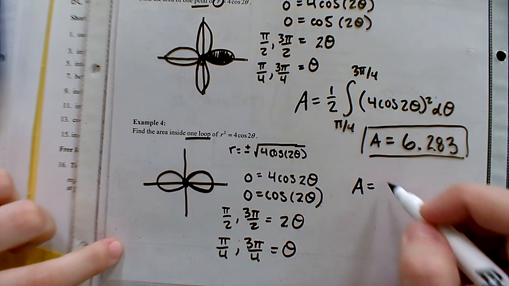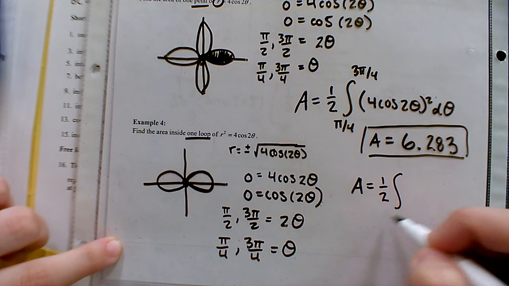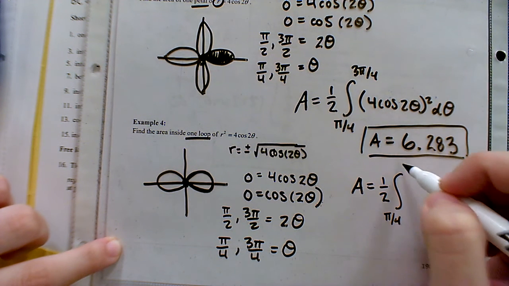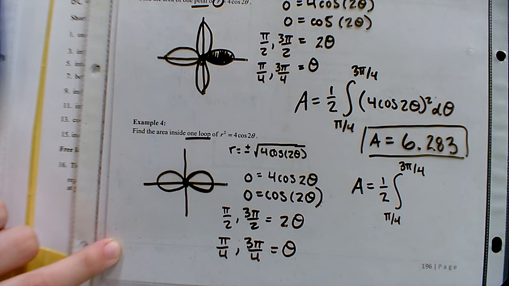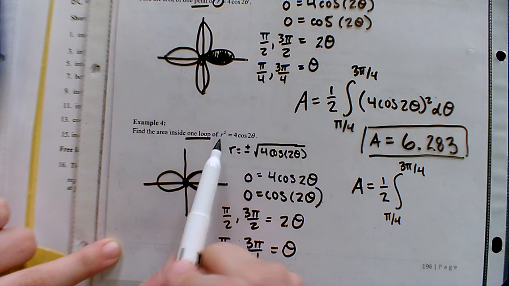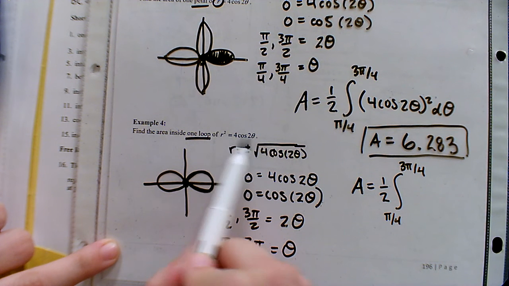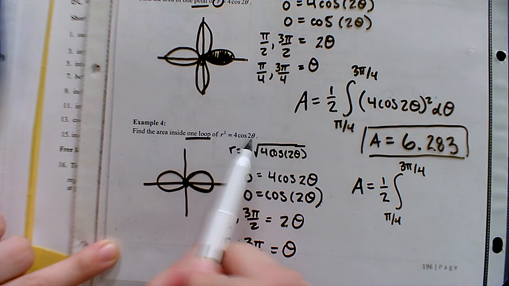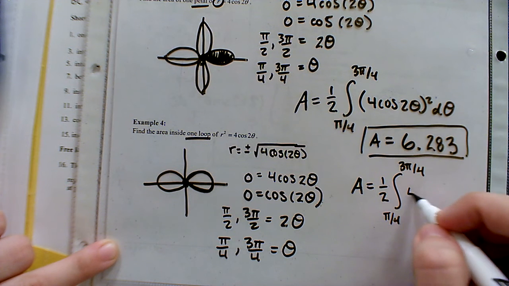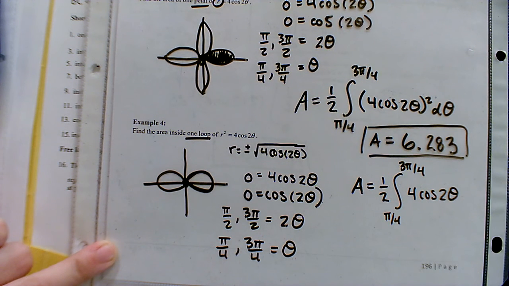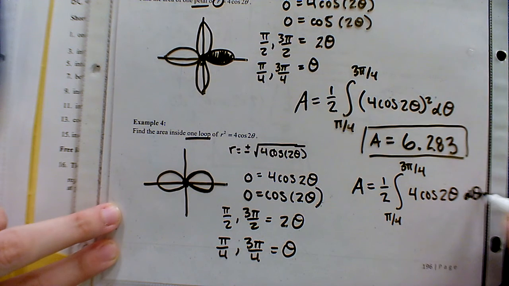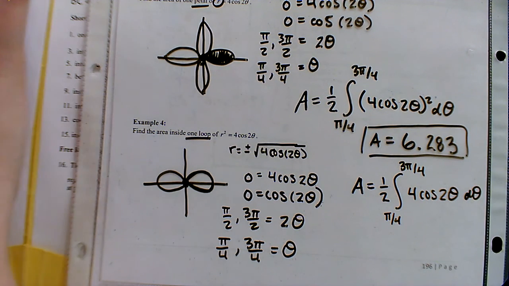All right, so for our area equation, we need 1/2 times the integral with those theta values. And then we need the radius squared. But notice how the equation they gave us is already the radius that is squared. So all we need to write is 4 cosine of 2 theta. Do we see that connection, that substitution? All right, so let's go ahead and type it in. We'll see what we get.